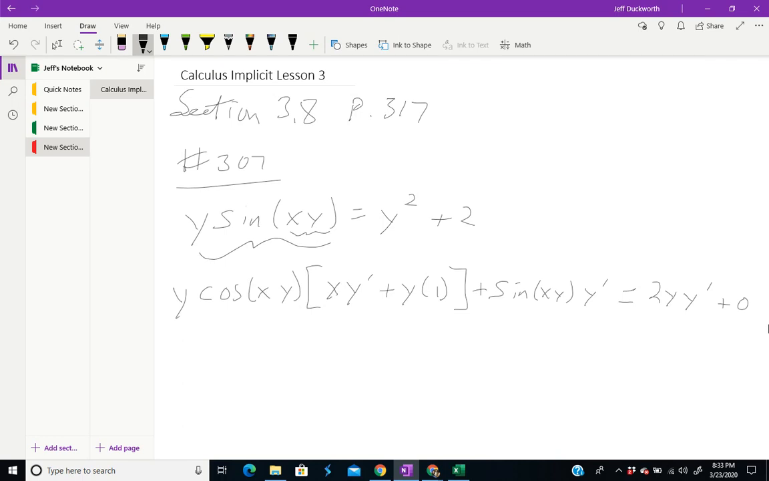So as in the previous problems, we need to isolate the y prime. I'm going to distribute this here and leave the appropriate part. So I have y prime times x y cosine of quantity xy. That's our first distribution there. Our next one is going to be y squared cosine quantity xy. I'm going to leave this on the side.